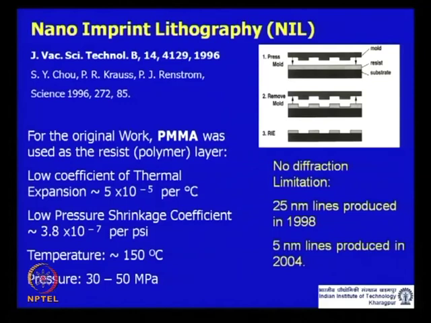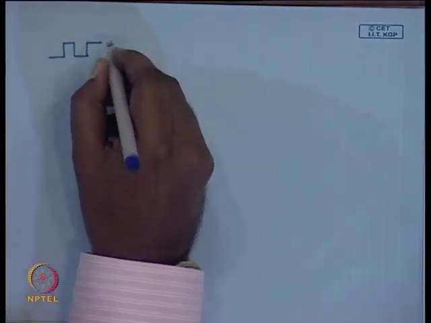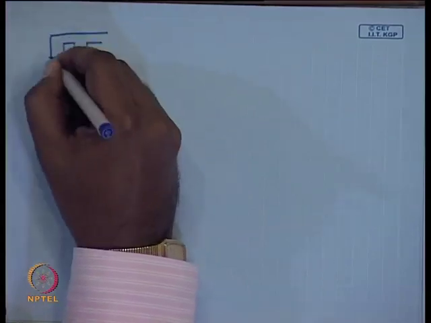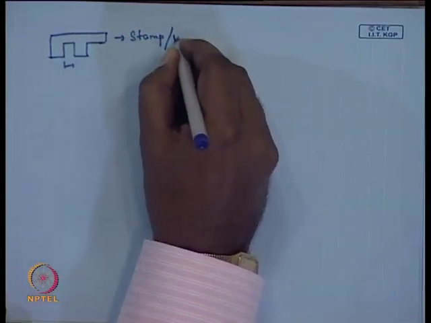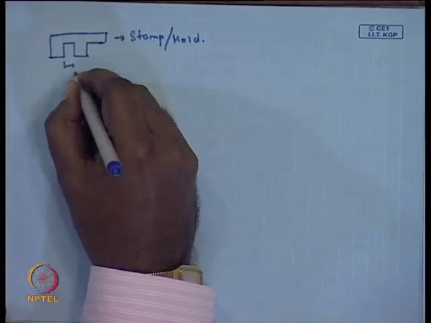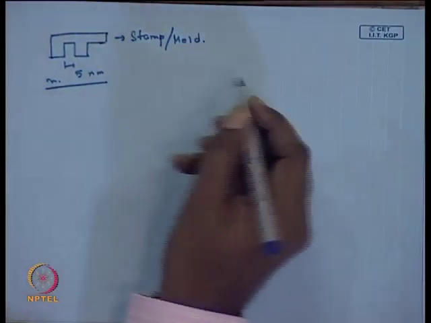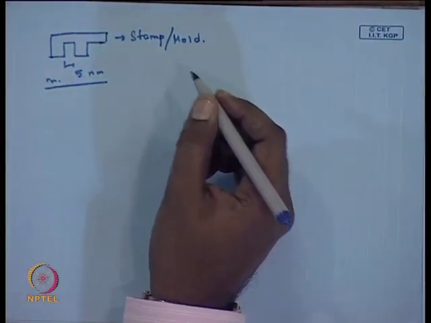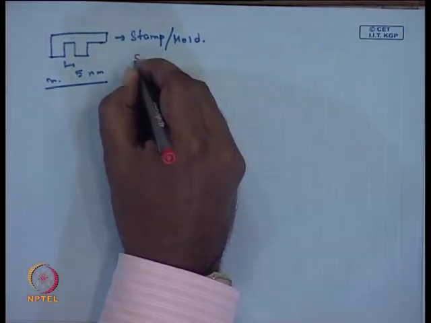As late as 2004, 5 nanometer lines have been successfully produced by nano imprint lithography. But of course, you need to realize that if you are creating 5 nanometer lines, you actually need to have stamps or molds which themselves have a very low lateral dimension. So, this is really very important, to a large extent, for the success of NIL based techniques.